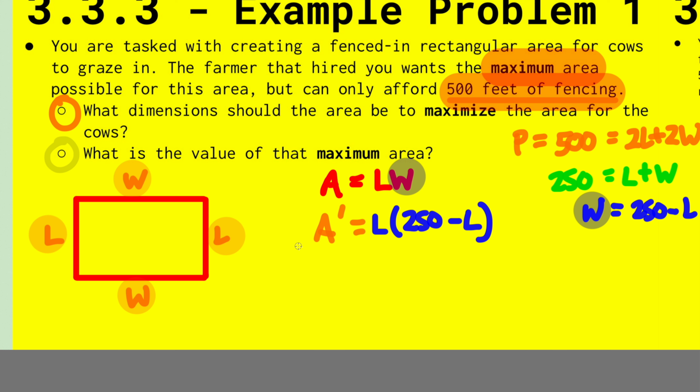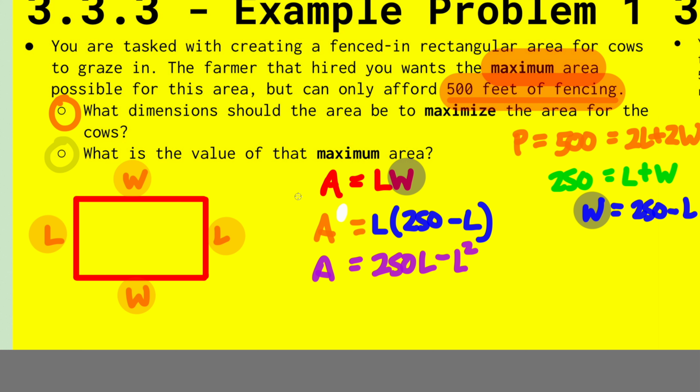Okay. First thing I'm going to do, I just realized this was actually not the derivative, it's just still A. We have to take the derivative of that, but first we have to distribute. It's going to be 250L minus L squared. Now we can take the derivative.